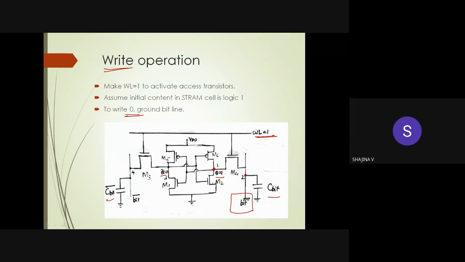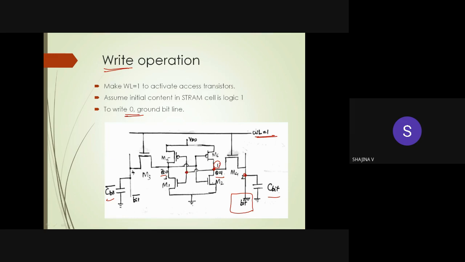There will be a current flow, since here is the higher potential and here is the lower potential. As a result of this current flow, the potential at point 1 will decrease, right? The voltage level at point 1 will decrease. As a result, when the voltage at this point decreases, this output is connected to the input of this inverter pair, right?